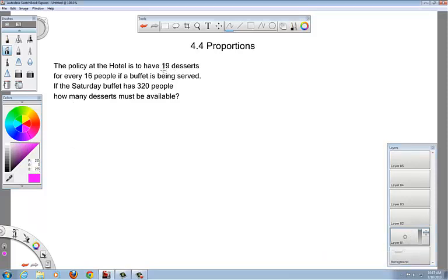First of all, 19 desserts. I'm going to circle that one in purple, and then the other one here in blue. So it says 16 people. So 19 desserts for every 16 people. And then it says if you have 320 people, how many desserts do you have to have? So you can see that I color-coded those strategically. The desserts are in purple, the people are in blue, and we're going to have to set up a proportion here. So I'm going to leave those marked like that, and I'll do all the work here in red.